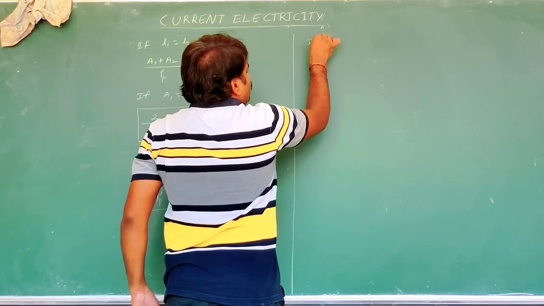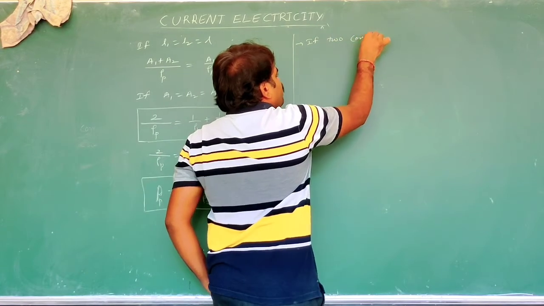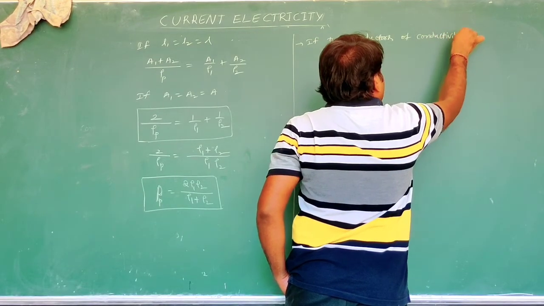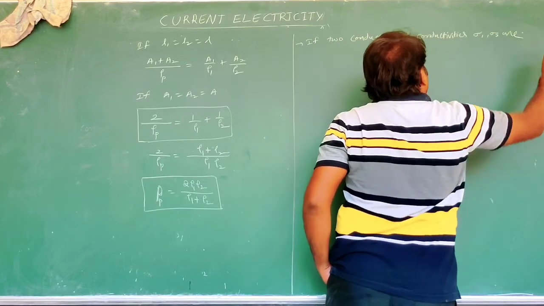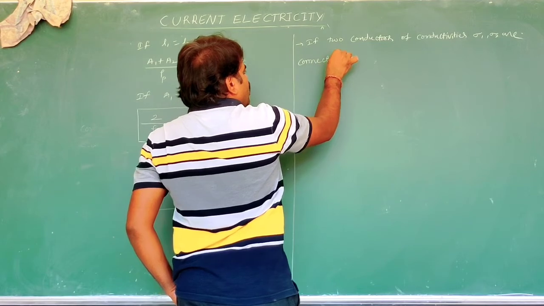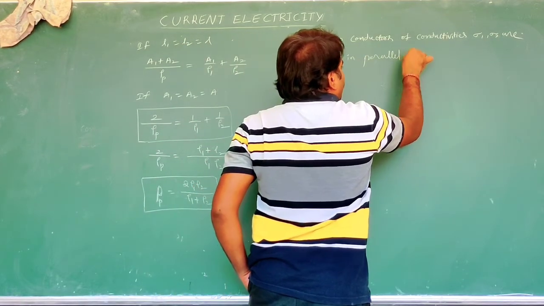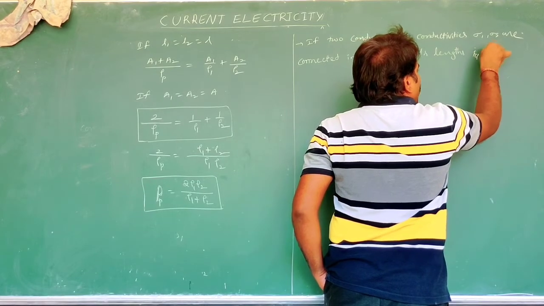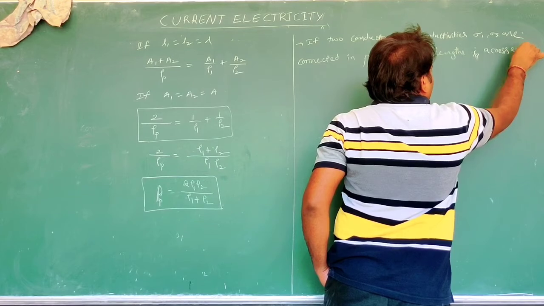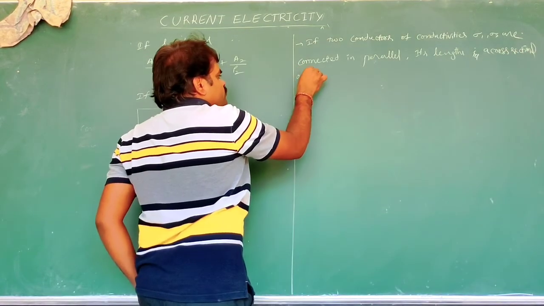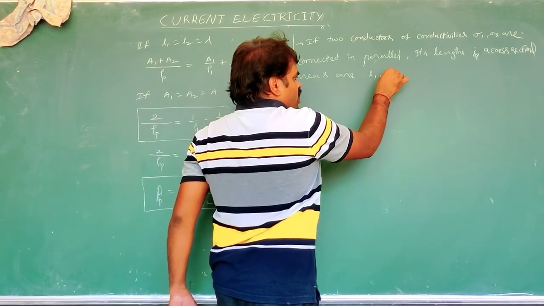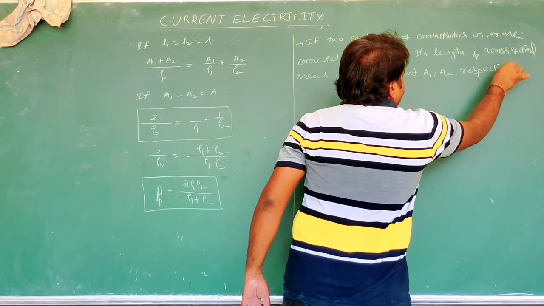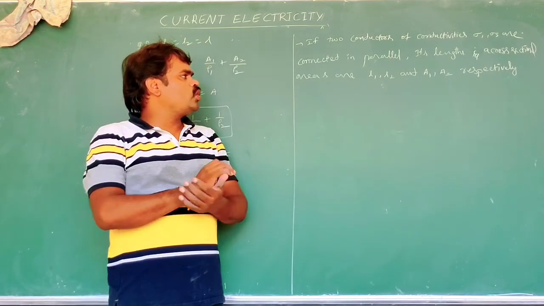If two conductors of conductivities sigma 1, sigma 2 are connected in parallel, their lengths and cross-sectional areas are L1, L2 and A1, A2 respectively.